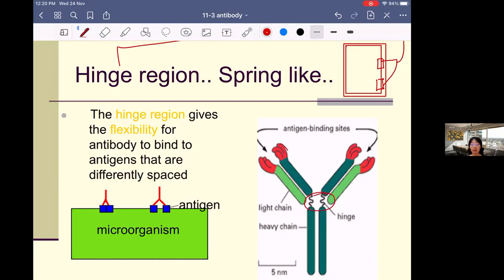That means this is like a door that can open and close. What is so important about this hinge region is that it provides flexibility for the antibody to bind to antigens that are differently spaced. If the two antigens are very close, this antibody can bind. If the two antigens are further away, it can also bind, because it is able to open up further to bind to that antigen, thanks to the flexible hinge region. Just like a door hinge.